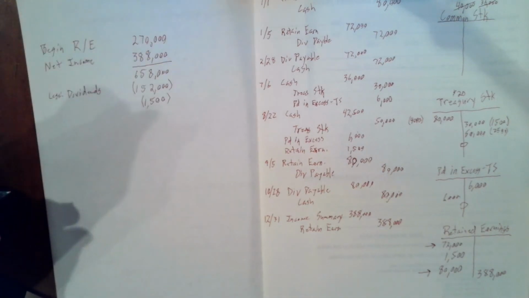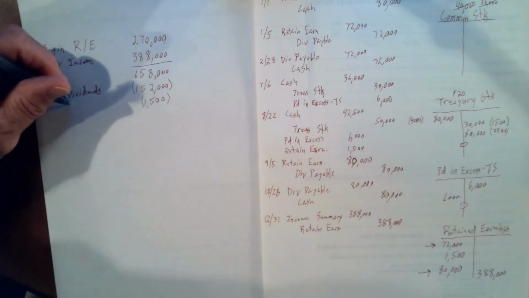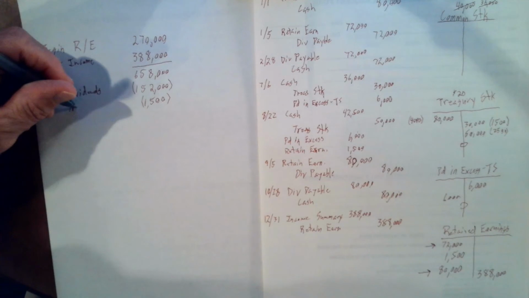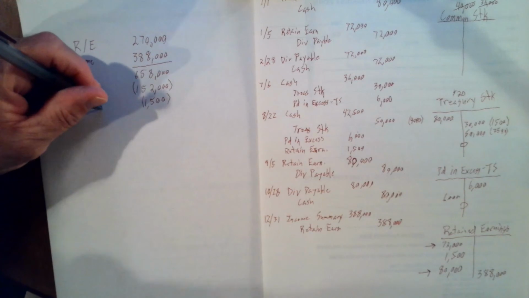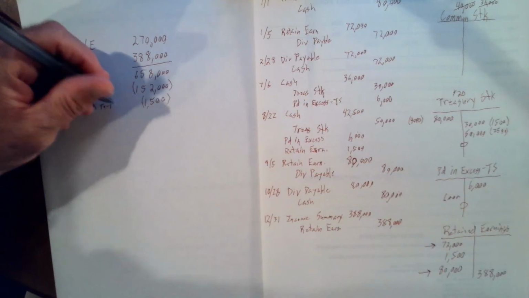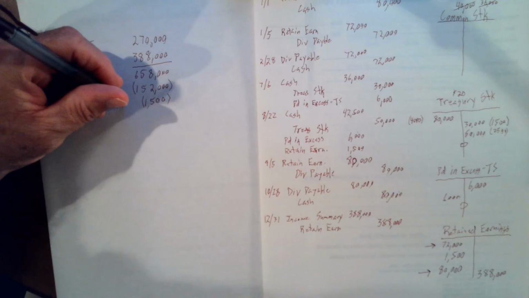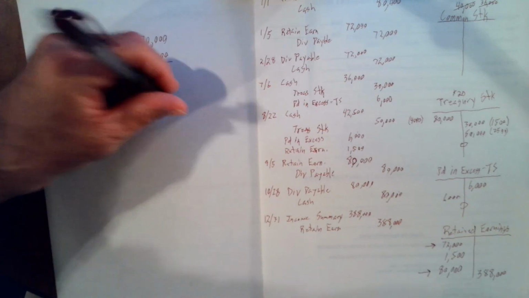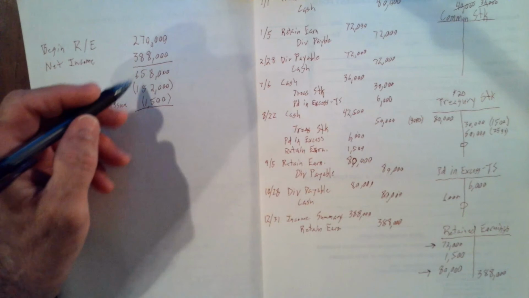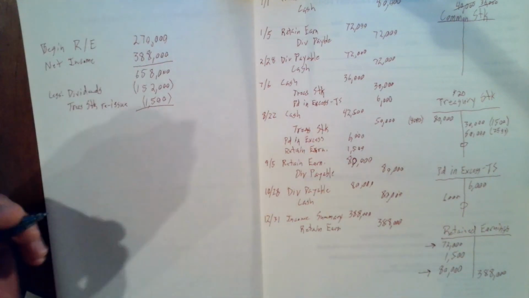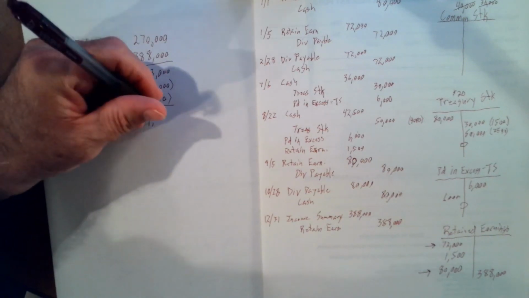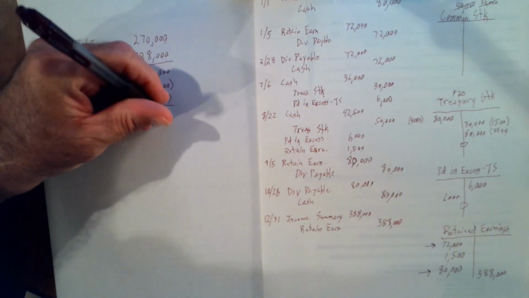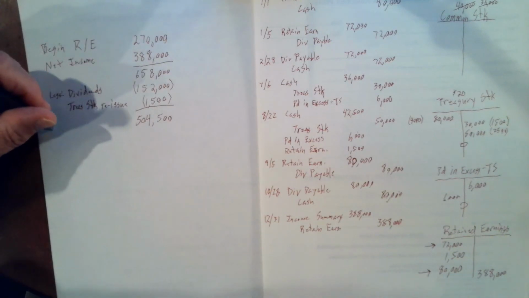Okay, but what do I call it? Treasury stock reissuance is what they use in the book. So I'm going to call this treasury stock reissue. Equals, and then 658 minus 152 minus 1,500 is going to give me 504,500, and that's ending retained earnings.